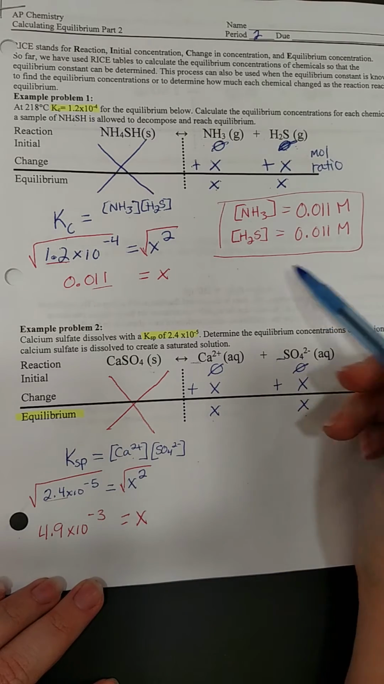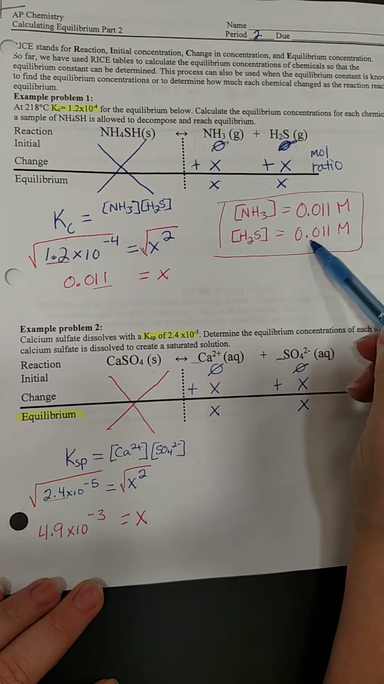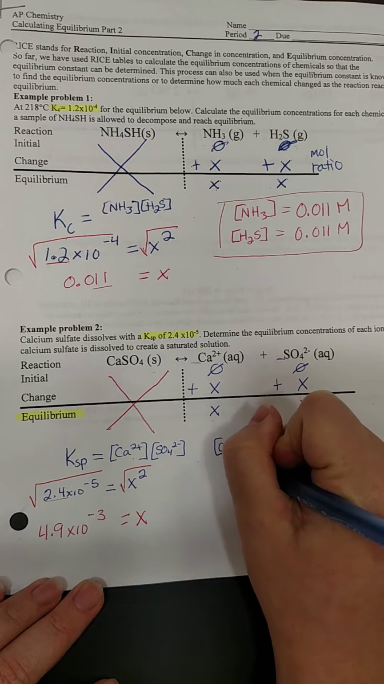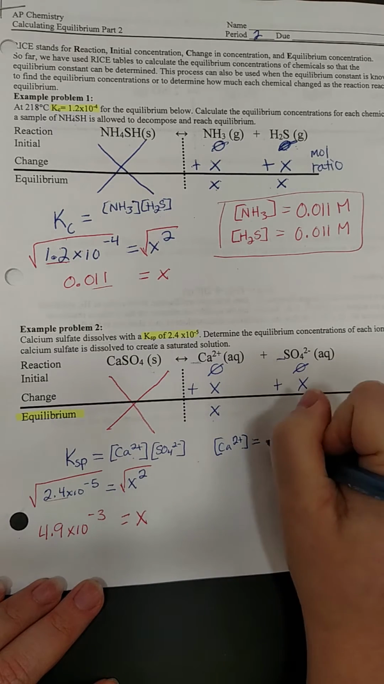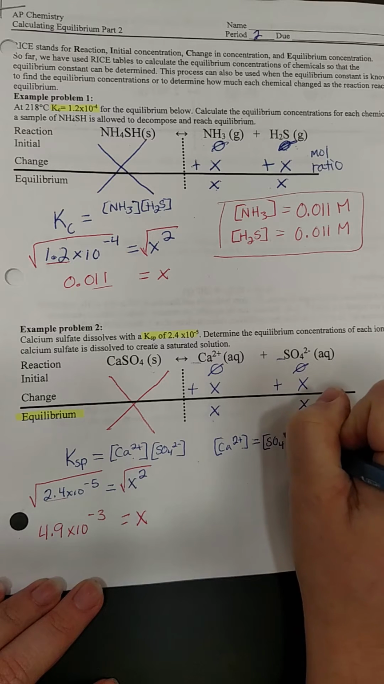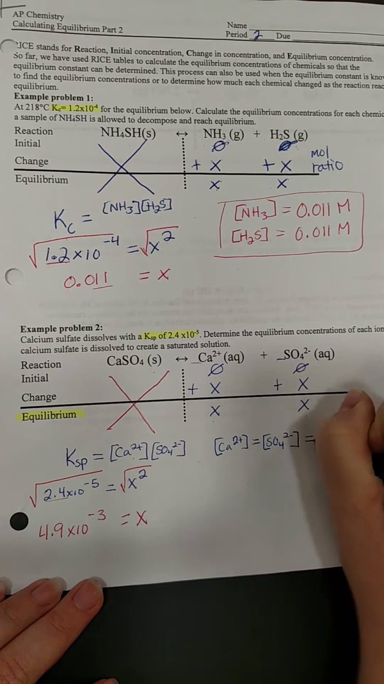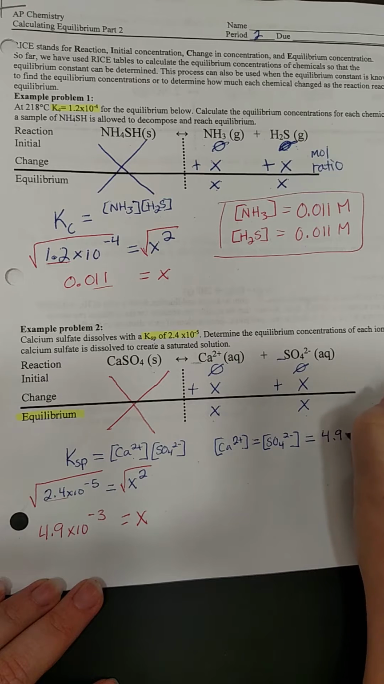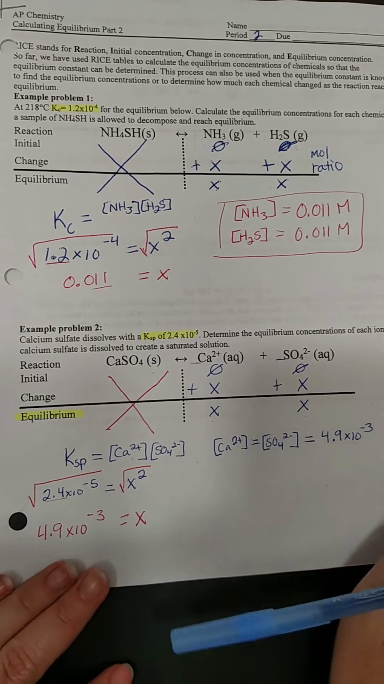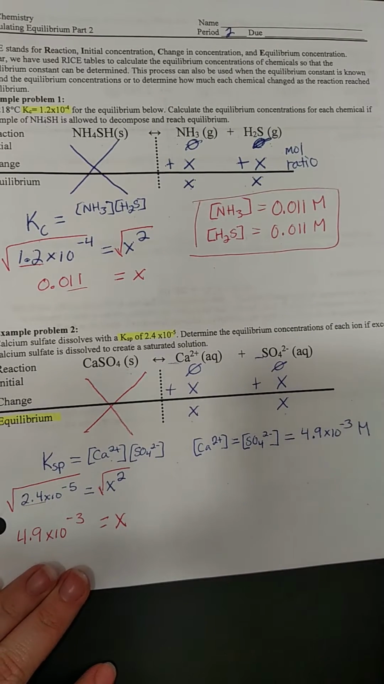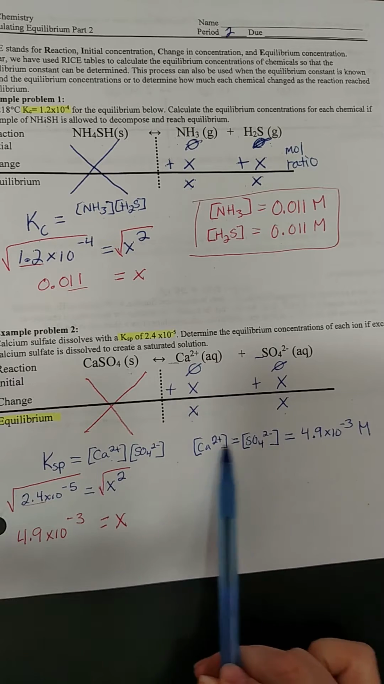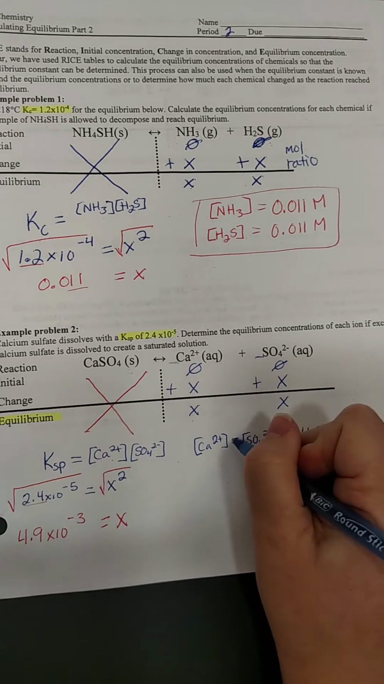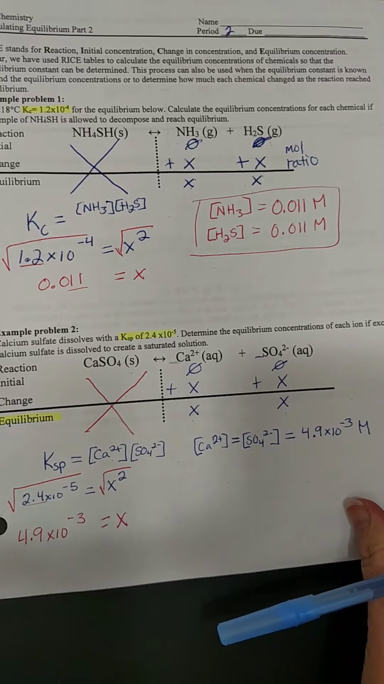So again, we want to report our final concentrations of these two chemicals. A simpler way, if the chemicals are the same concentration, like this first one, is to say that the calcium 2 plus concentration is equal to the sulfate ion concentration, which is equal to 4.9 times 10 to the negative 3. And again, we're dealing with concentration, so that's going to be units of molarity. Since these two are equal to each other, we can set it all equal to 4.9 times 10 to the negative 3.